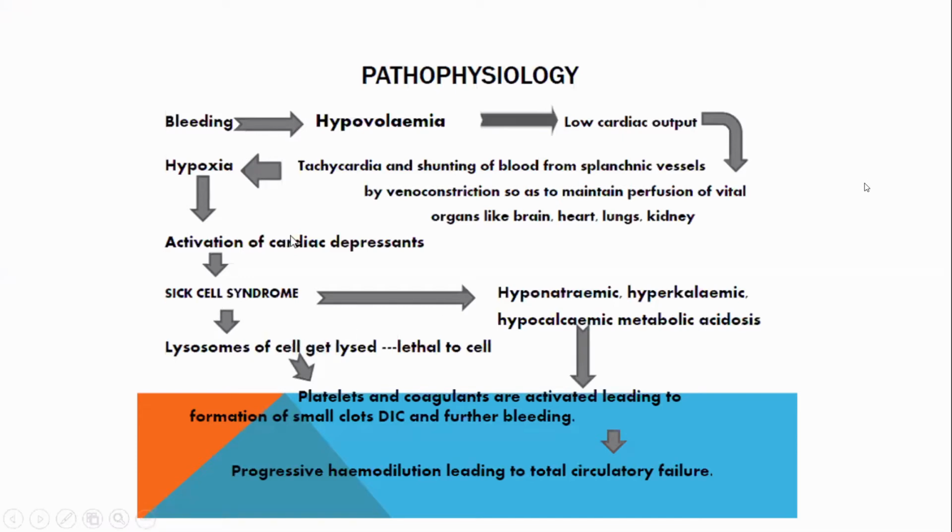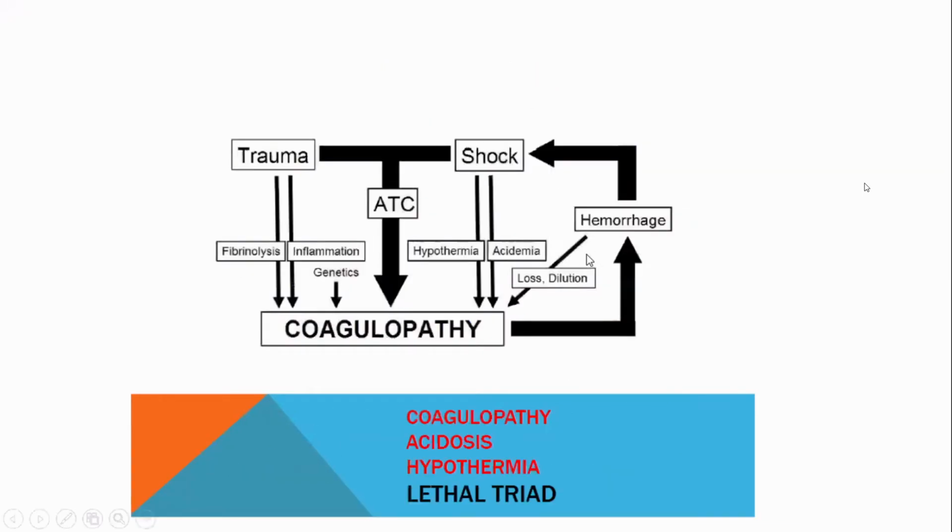And all this traumatic loss of blood or hemorrhagic shock will lead to coagulopathy in itself, and then there will be platelet and coagulant dysfunction, and the patient will have progressive hemodilution, and this will lead to total cardiac failure, because the heart will try to pump the blood so that oxygen will be adequate at the cellular level, but because of less hemoglobin, it cannot do the same, and ultimately the patient will have total circulatory failure, and the patient may go into shock and death. It is the same thing.